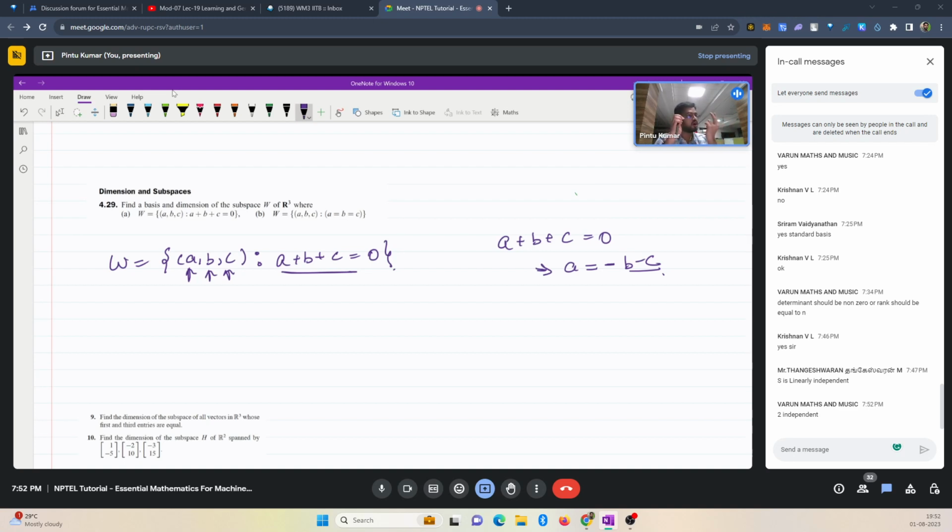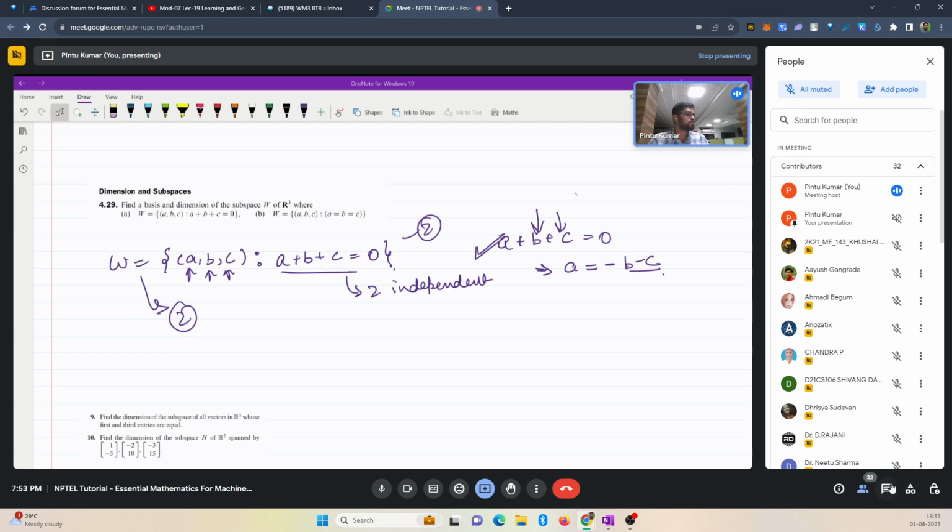So how many choices can you make in this particular thing? You can choose B and C, but as soon as you fix B and C, your A is already determined. So how many independent choices do you have? You have 2 independent choices in this case. If you have one equation, one of your variables gets fixed, so you have 2 independent choices. Because you have 2 independent choices, the dimension is 2 over here. It is as simple as that. Your dimension is nothing but the number of independent choices.